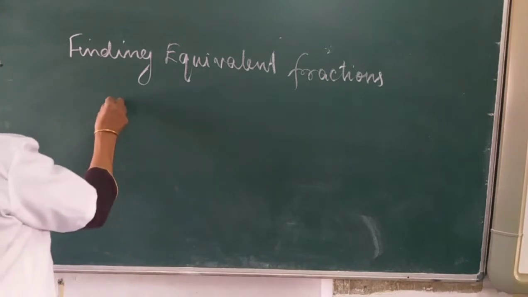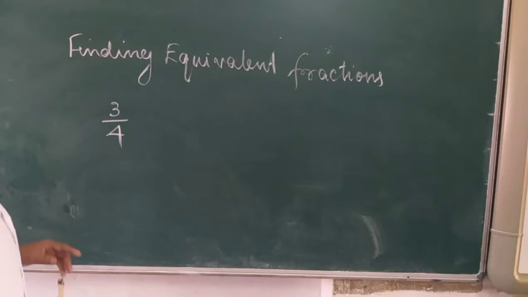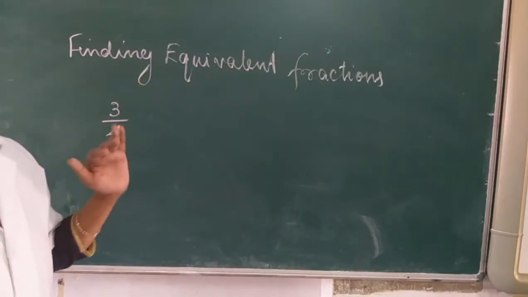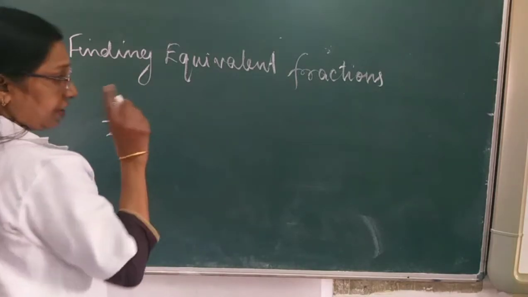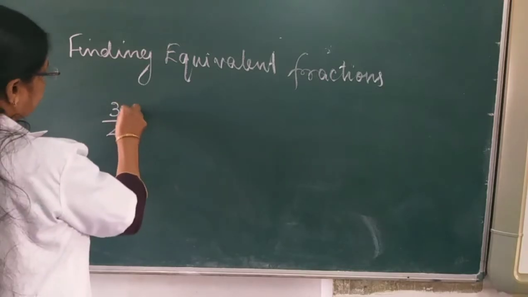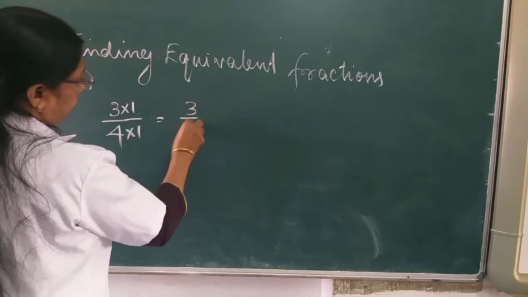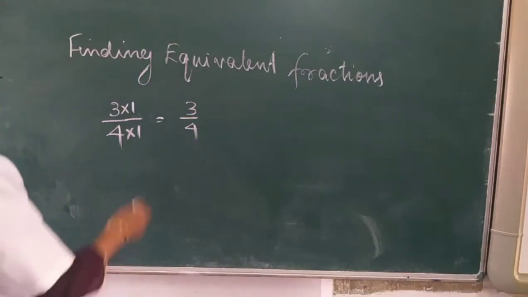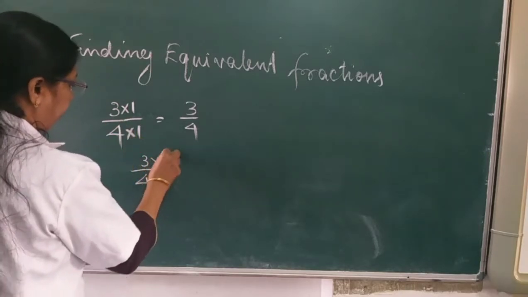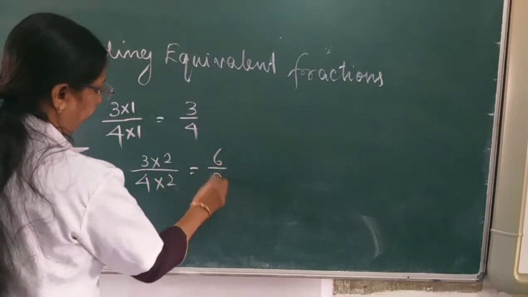For example, say 3 by 4. It is the given fraction. I am going to find the first 5 equivalent fractions of this one. To get the first equivalent fraction, multiply by 1. Actually it is not necessary, but I am writing it. First one is 3 by 4. Then to get the second equivalent fraction, multiply both numerator and denominator by 2. Now it is 6 by 8.